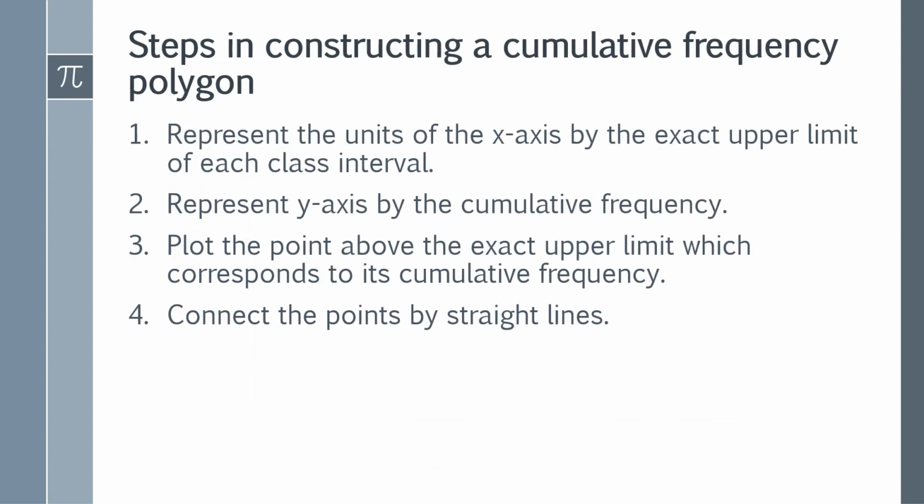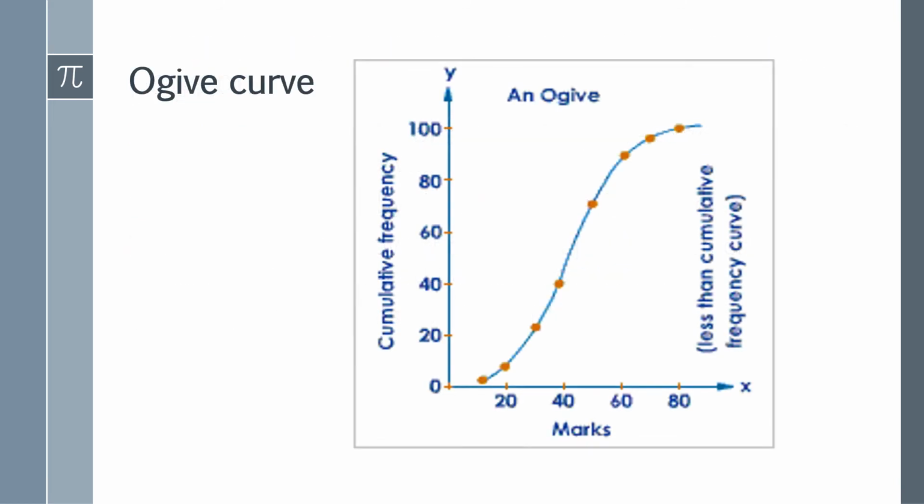Okay, so this is just a few tips or the steps in constructing a cumulative frequency polygon. So first, you need to represent the x-axis and the y-axis, and then you need to plot the upper exact limit, which corresponds to each cumulative frequency count or the CF count, and then connect the points by lines. Okay, so again, an example of your ogive curve.